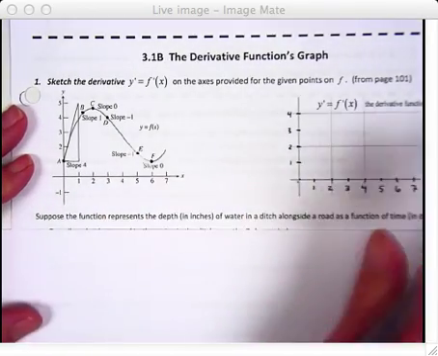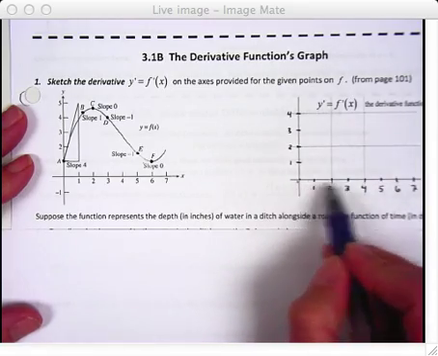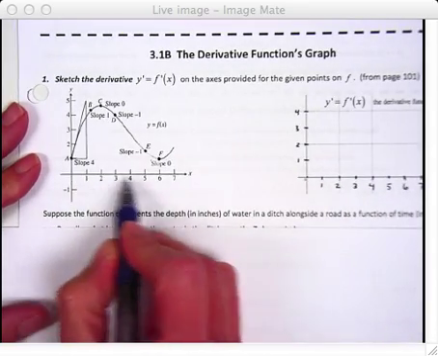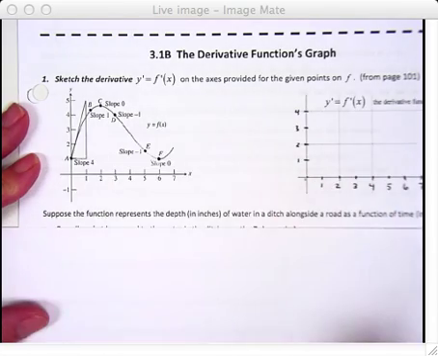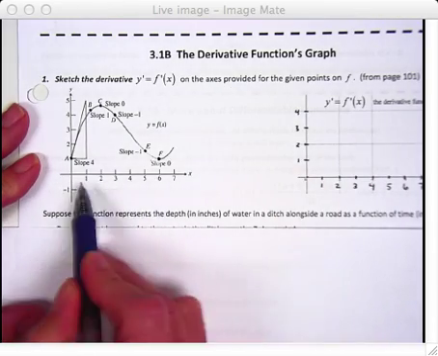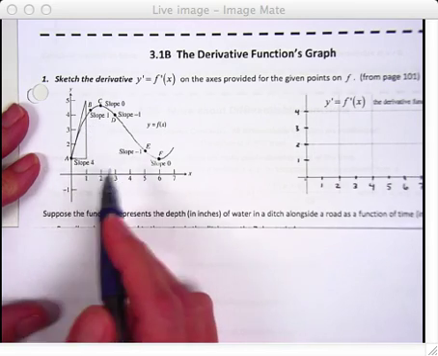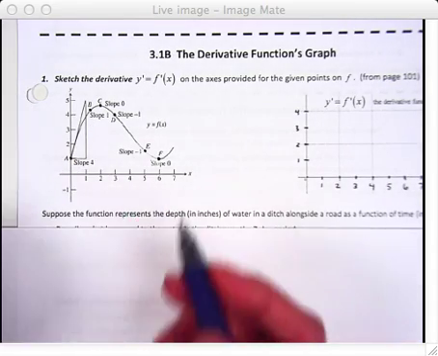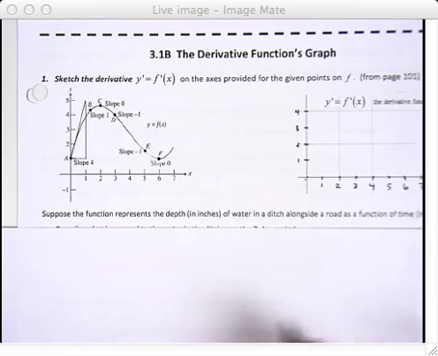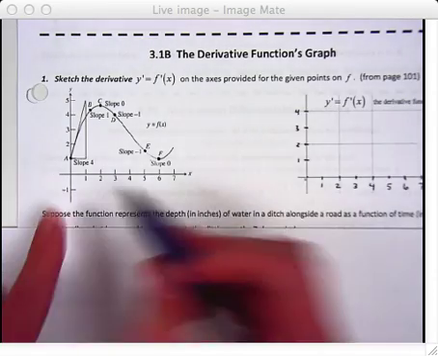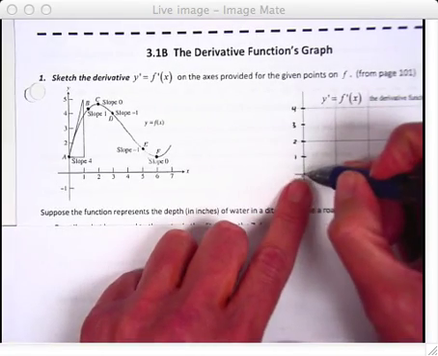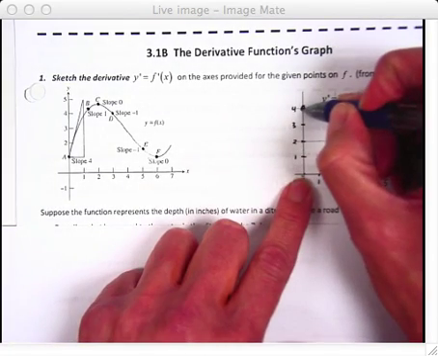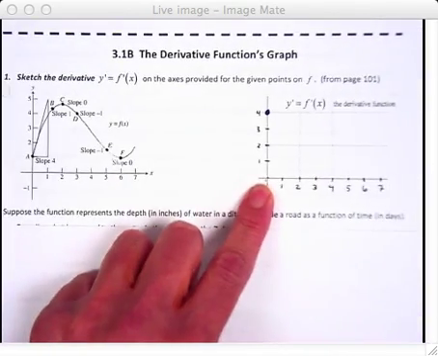Now here's what you draw with your derivative. Your inputs are the same inputs that you have here, but your output is the slope. Input has the same x values, but the output value is the slope value that you have there. So at x equals 0, the slope is a +4. So over here, I'm going to go 0 up at 4 and plot a point there.